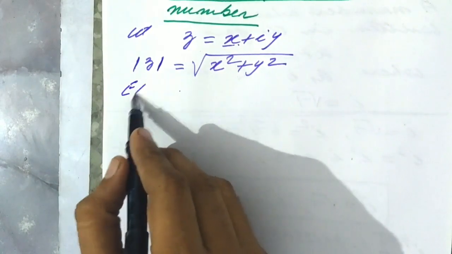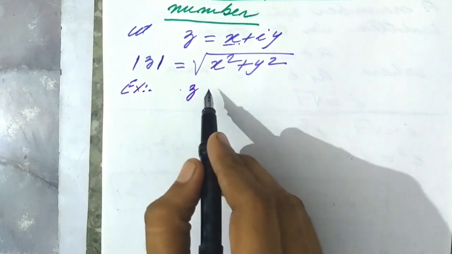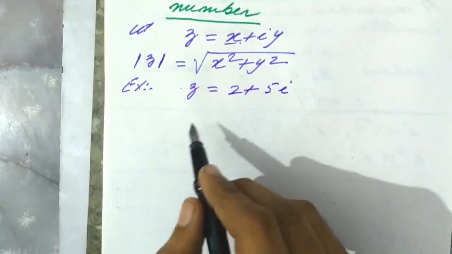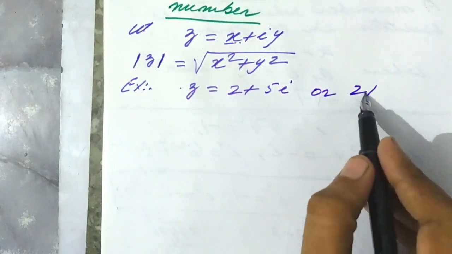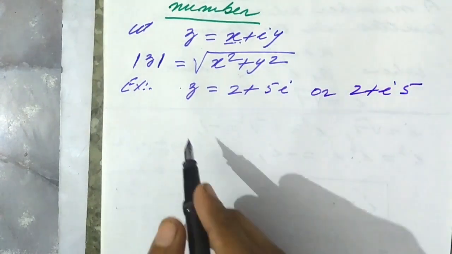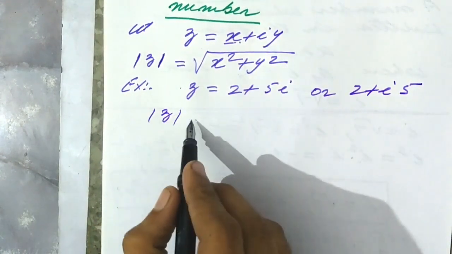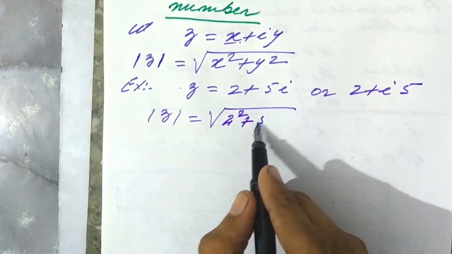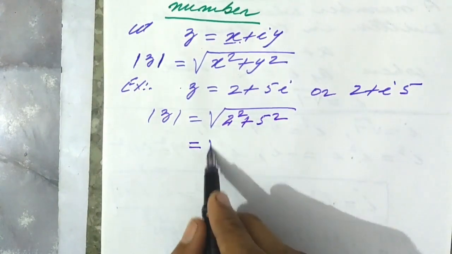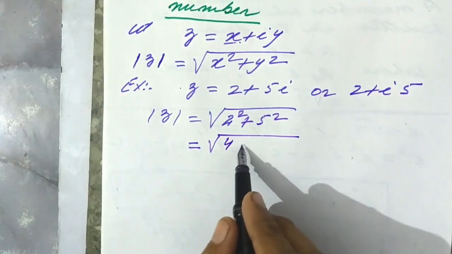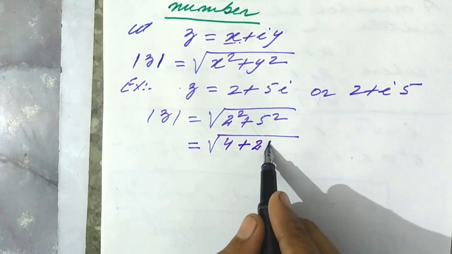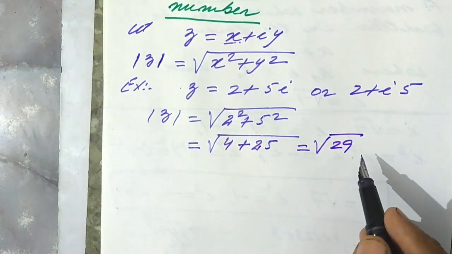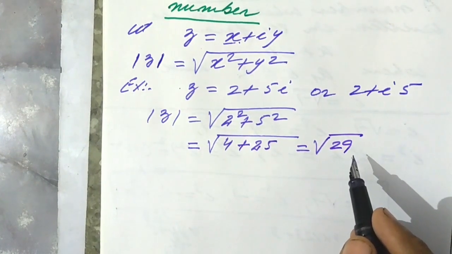So for example, z is equal to 2 plus 5 iota or 2 plus iota 5. So modulus of z is equal to under root 2 square plus 5 square, which is equal to under root 4 plus 25. That is equal to under root 29. So under root 29 is the modulus of the complex number.